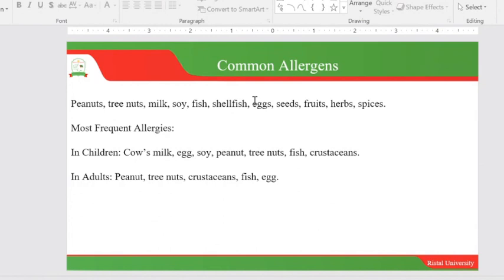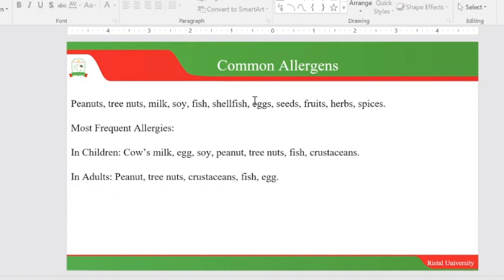Common allergens include peanuts, tree nuts, milk, soy, and fish. Someone has argued that all foods can cause allergies depending on the individual's tolerance towards them. In children, you have cow's milk, egg, soy, peanut, tree nuts, fish, and crustaceans.